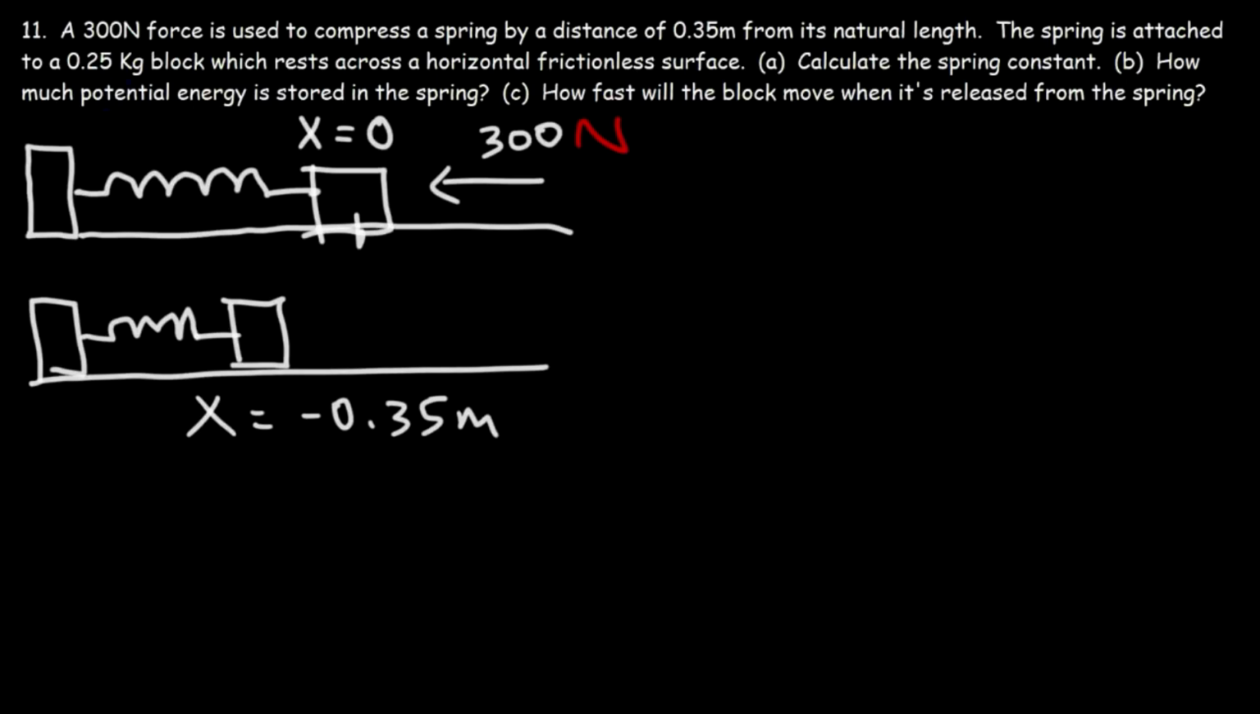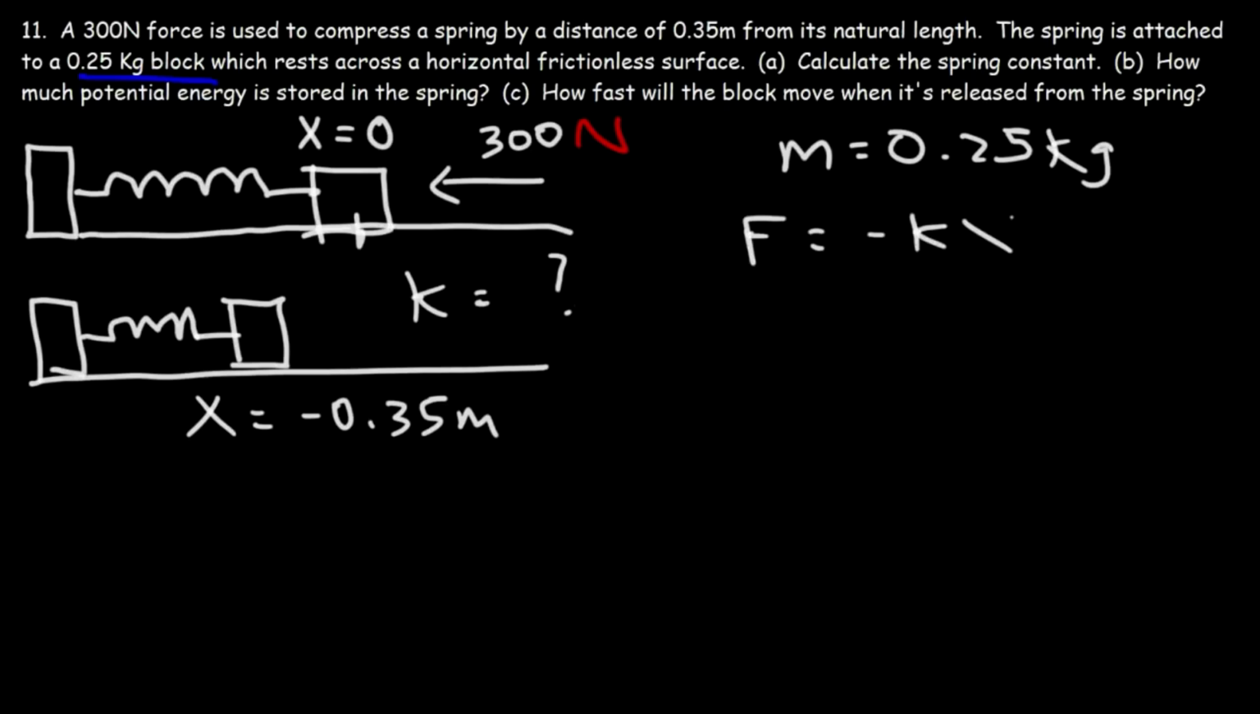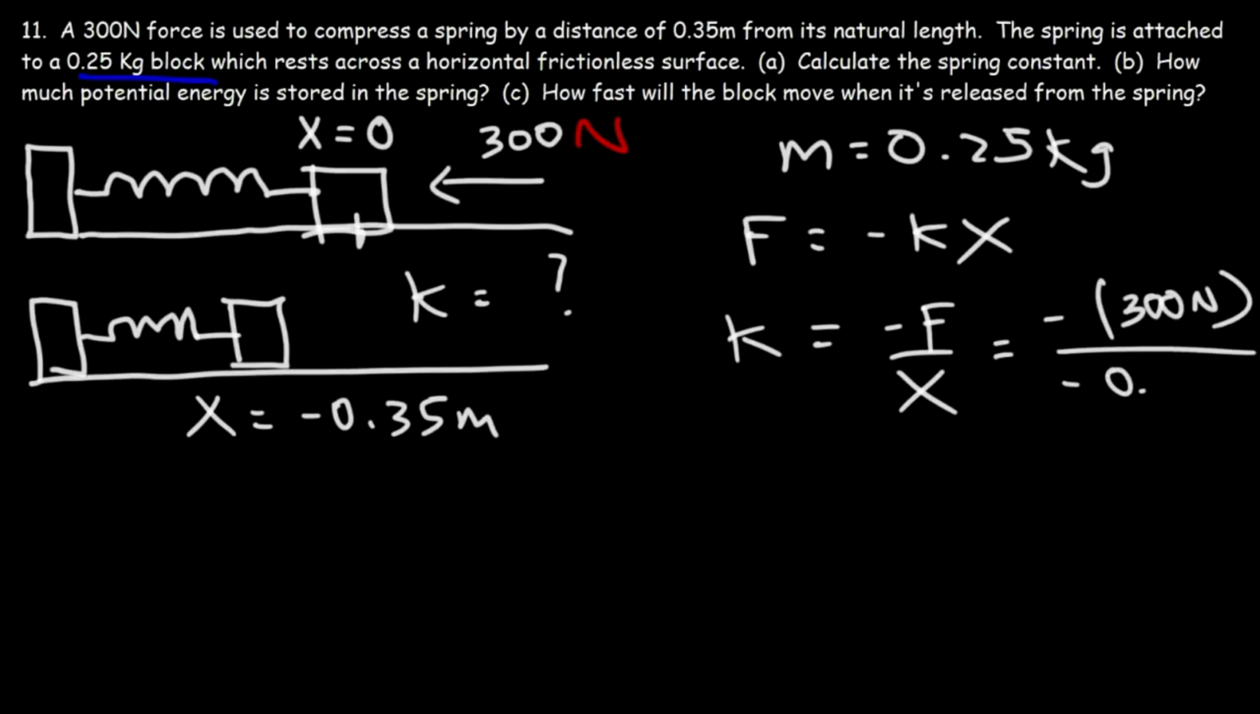Now we have the mass of the block. And so the mass of the block is 0.25 kilograms. With this information, how can we calculate the spring constant? The spring constant is represented by the symbol k. Now, based on Hooke's law for springs, F is equal to negative kx. So k is going to be negative F divided by x. So the force is 300 newtons, and x is negative 0.35. You could ignore the negative sign. k has to be positive.